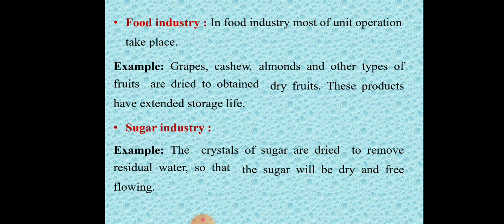Okay, next is the sugar industry. To obtain free-flowing sugar, we need to dry the crystals, and we perform crystallization to obtain free-flowing crystals of sugar. That is, we perform crystallization as a unit operation in the sugar industry. These are examples of the varieties of unit operations and their advantages in different fields.